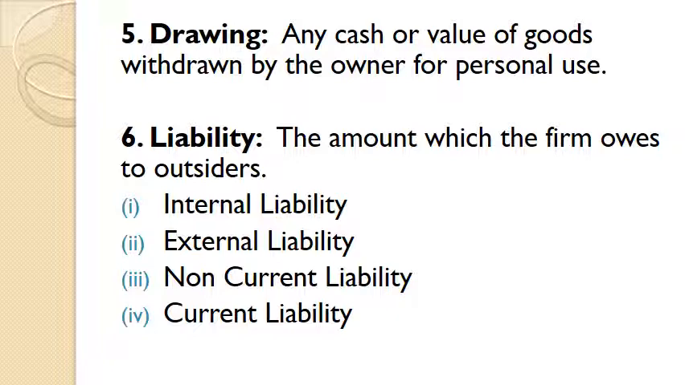Next is non-current liability. These refer to those liabilities which fall due for payment after a long period, normally after more than 1 year. Example, long-term loans and debentures. And current liability? Current liability refers to those liabilities which are to be paid in the near future, normally within 1 year, like bank overdraft, bills payable, creditors, outstanding expenses, and short-term loans.